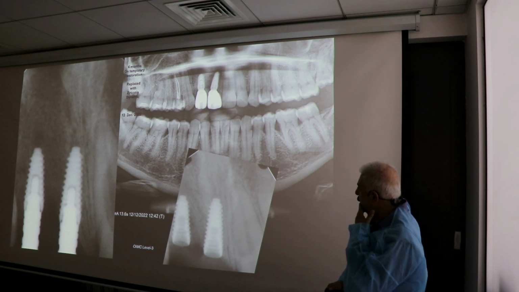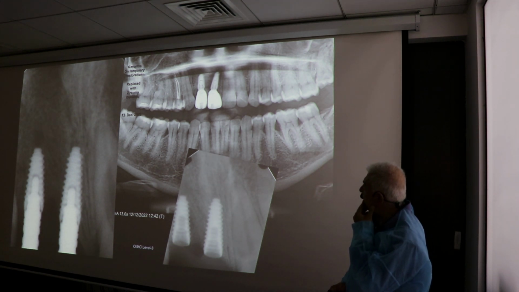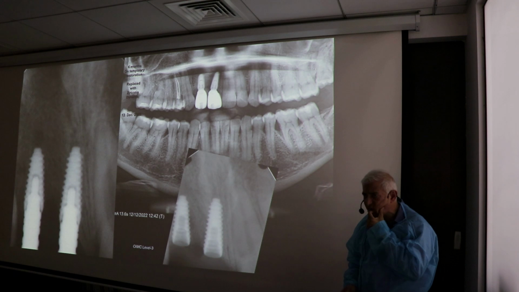All right, so the implants are placed. After 6 months of provisional, the permanent is placed. Now, what I don't want to see and I see is what?